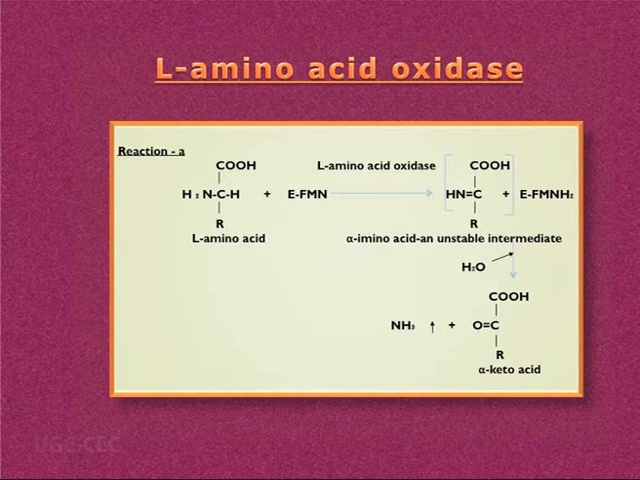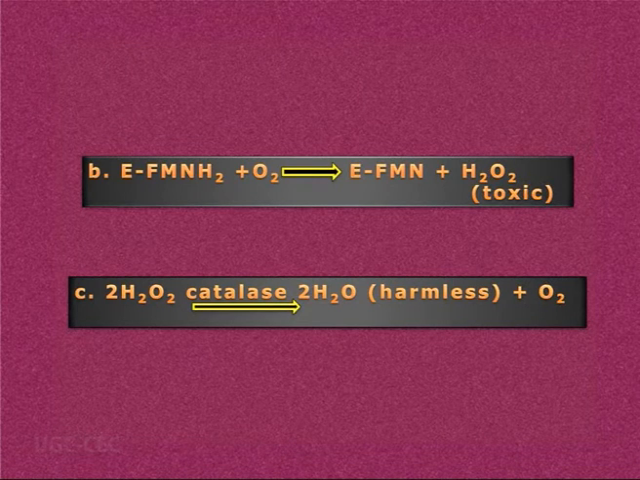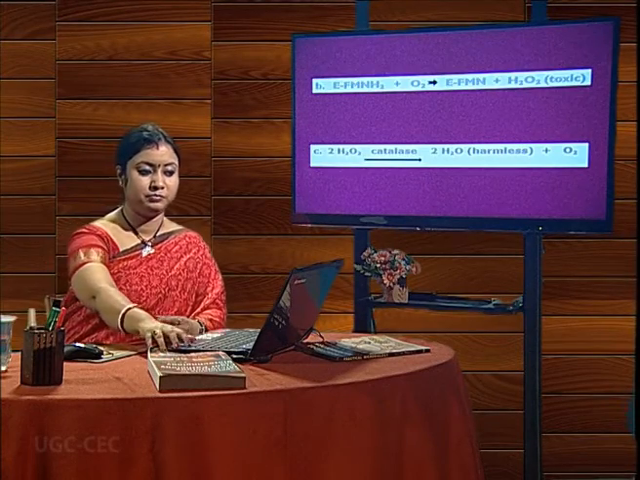After the reaction is complete, FMNH2 is generated, which can be reoxidized to generate FMN and H2O2. Now H2O2 is really toxic for the cell, so it must be detoxified by catalase.